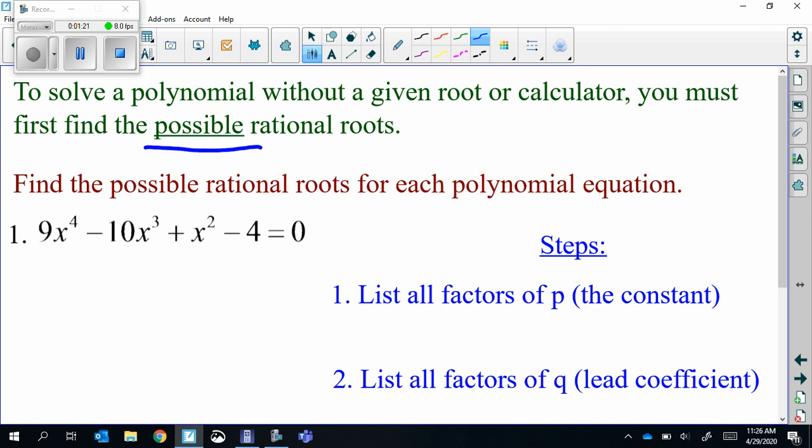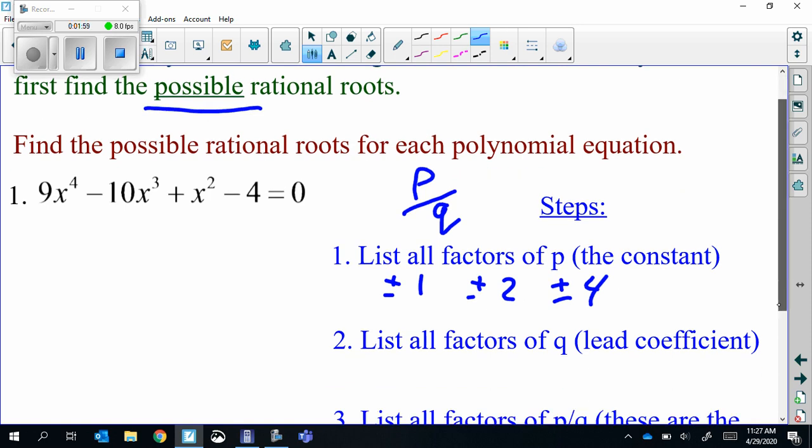Any rational root is going to be in the form that we're going to call P over Q. P is the constant, the back number. Q is the front number, the leading coefficient. So we look at all of the factors of P, the constant. Factors of 4 are 1, 2, and 4. And actually it could be positive or negative for any of those, because you can get a negative 4 by doing positive times negative, or a negative times a positive. It doesn't really matter. So it'll always be plus or minus.